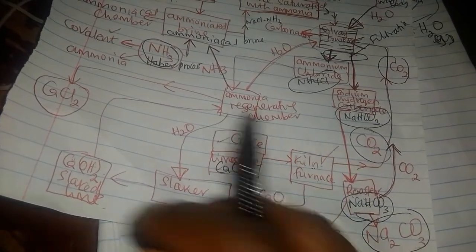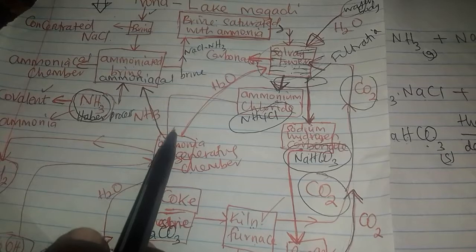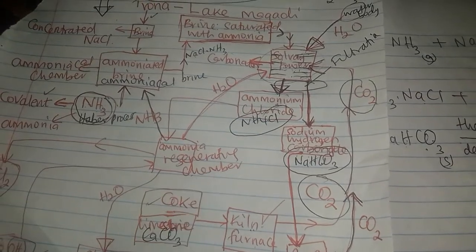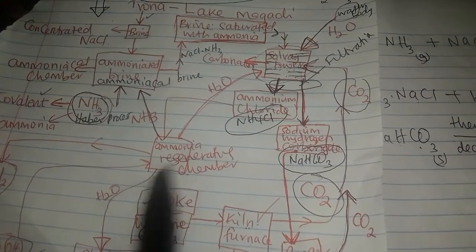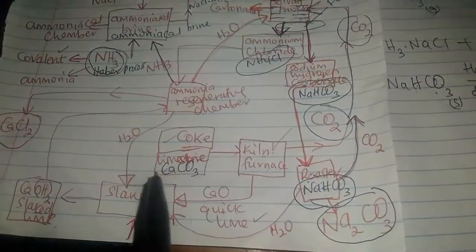Okay, if I'm done with that part, you should also look at this point. The ammonium chloride has been removed. It gets taken to what we call the ammonia regenerating chamber. Good. In this region, what do we have? You should note this.